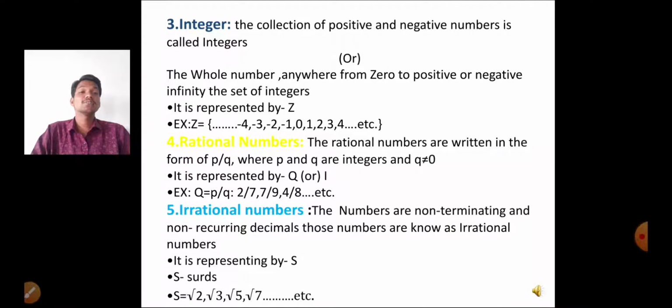Next one, irrational numbers. The numbers that are non-terminating and non-repeating decimals are known as irrational numbers. It is represented by S, which means surds. S equals root 2, root 3, root 5, root 7, etc. Those numbers are irrational numbers.